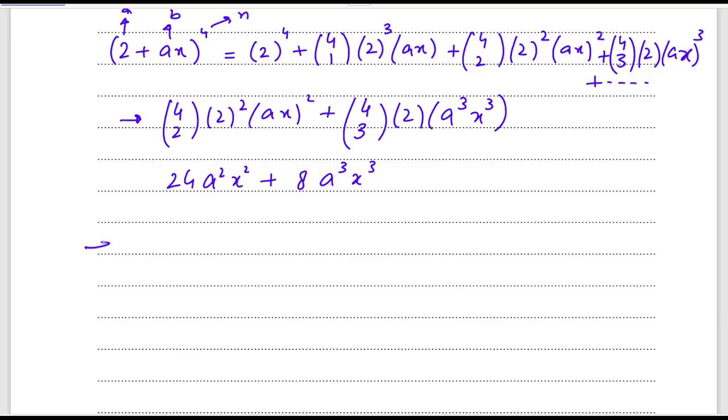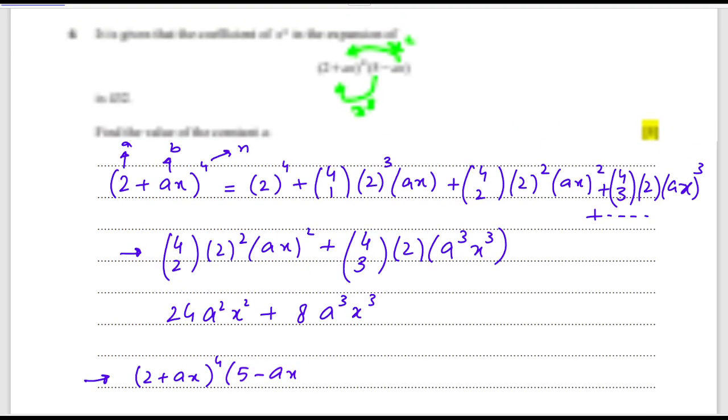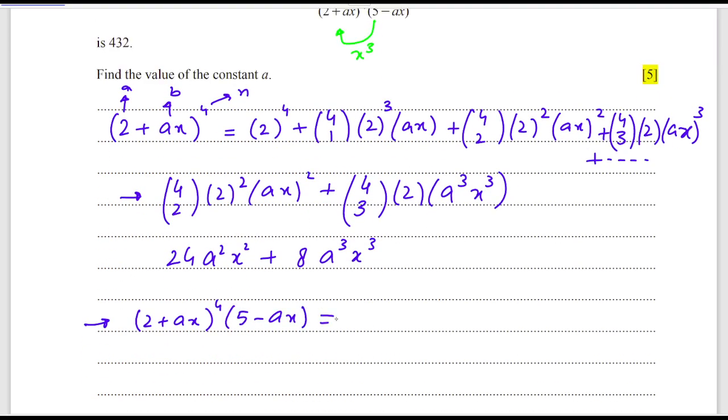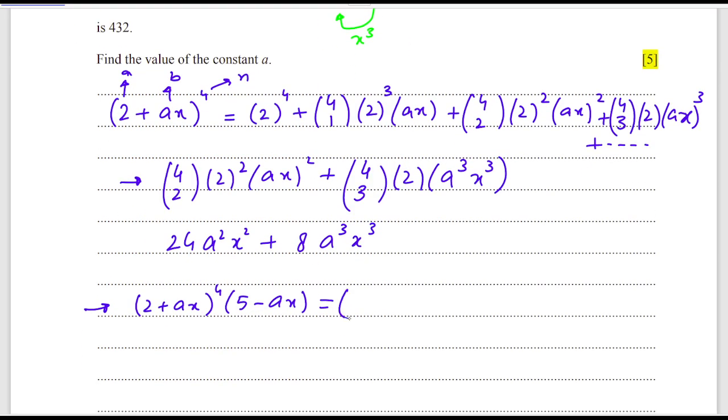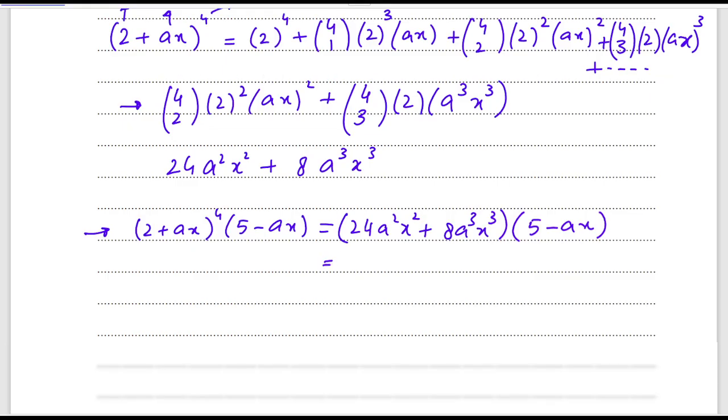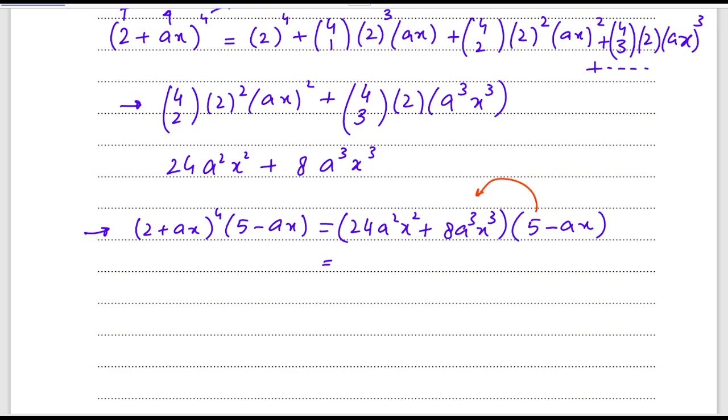Now the given expression 2 plus ax raised to the power 4 times 5 minus ax is equal to, we just need two terms in the first binomial, which are 24a square x square plus 8a cube x cube, and the second binomial as it is, which is 5 minus ax. Now multiply the required terms, which gives us an expression in terms of x cube. When this term is multiplied by this, and the second term minus ax is multiplied by the first term, we will get terms in x cube.